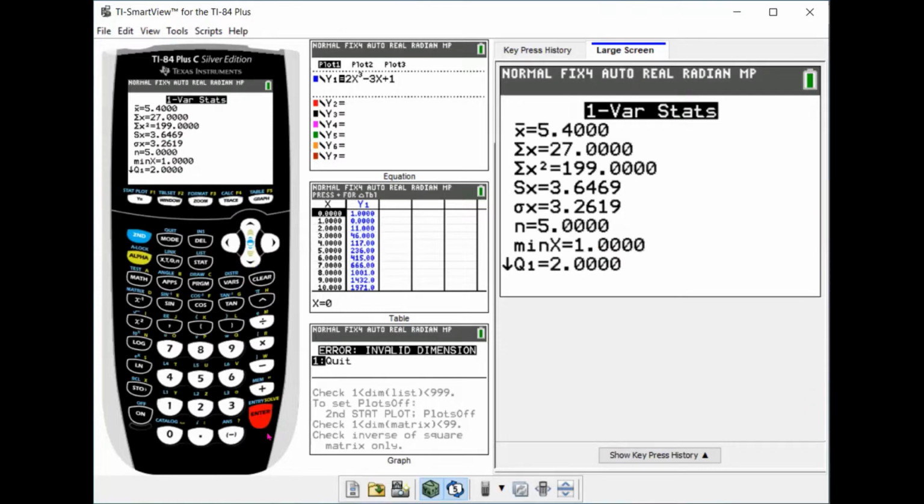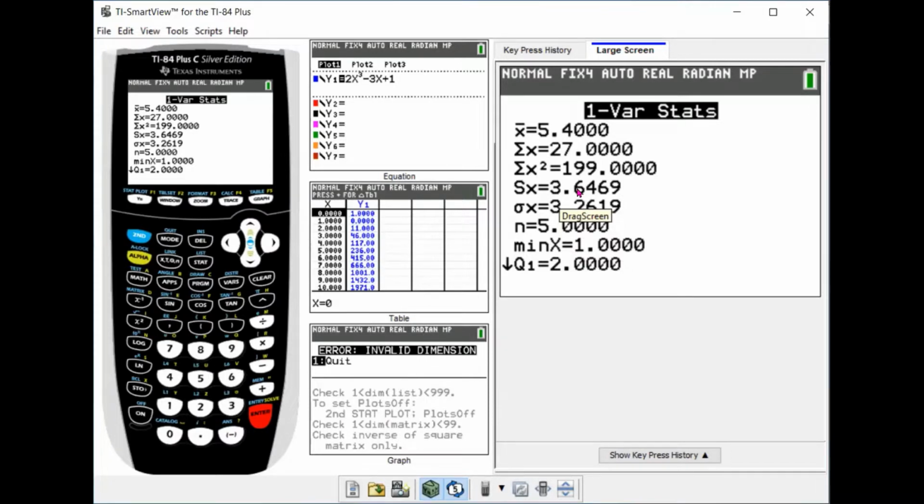We were looking for the sample and the population standard deviation. As I told you before, sample standard deviation is denoted by S. So if you look at this screen, you can see the sample standard deviation is here. We are asked to write up to one decimal place. So if you round it to one decimal place, that will be 3.6.